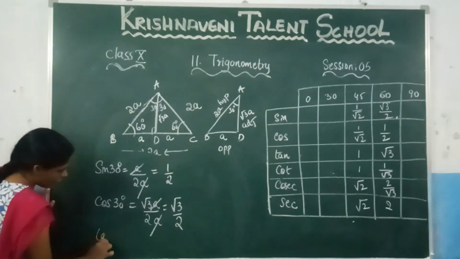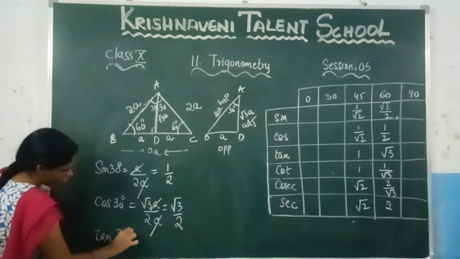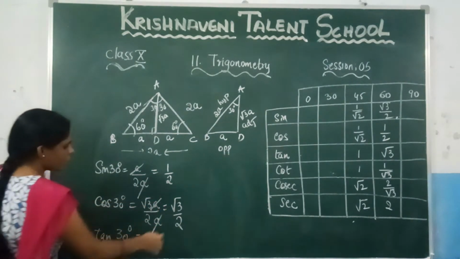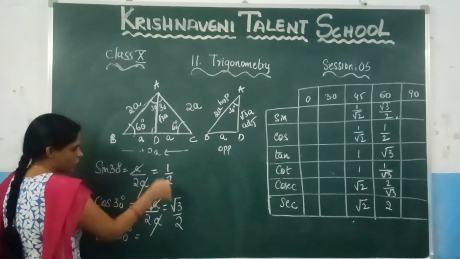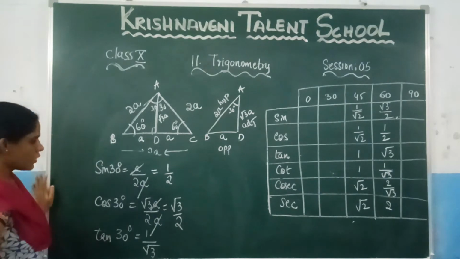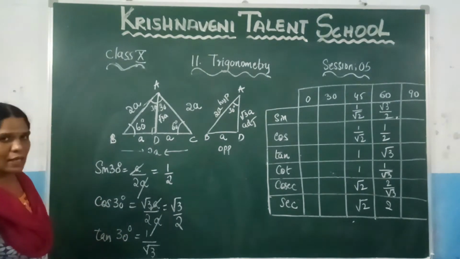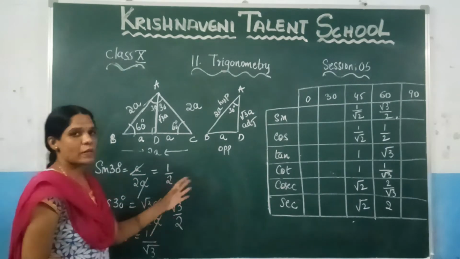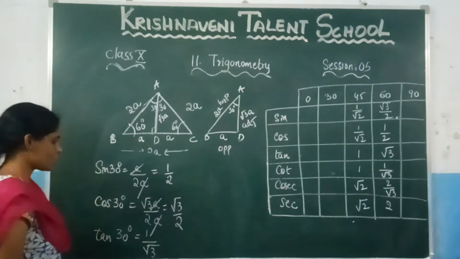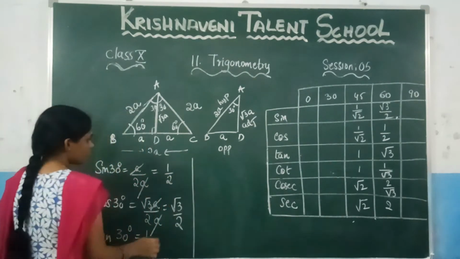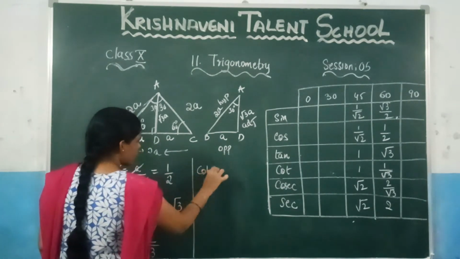Now let us find the value of tan 30. So if you divide these two, you will get here tan 30. That means these two will get cancelled, and we will be left with 1 by root 3. Right? So we have calculated all these three ratios. Now let us find what are the remaining three by taking the reciprocal of these values. So let us find it here, which is nothing but cot 30.